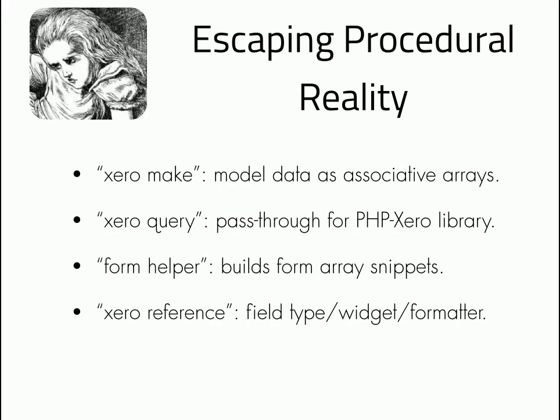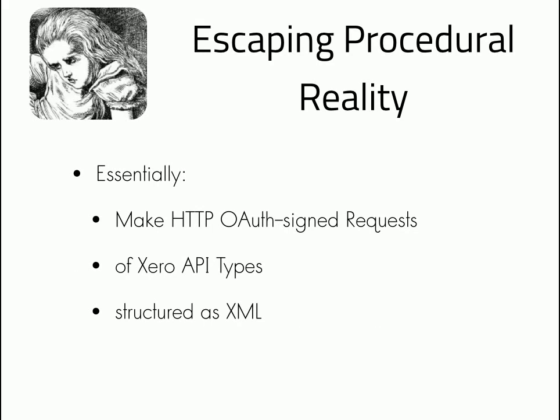I have a procedural function called xero_query that just passes through and interacts with this PHP Xero library. And then I have some form helper functions and a field type, which I don't really need to worry about because that's pretty much a solved problem. So all that boils down to what I'm really doing: making HTTP OAuth-signed requests of Xero API types structured as XML.